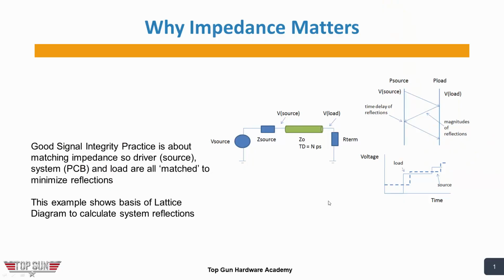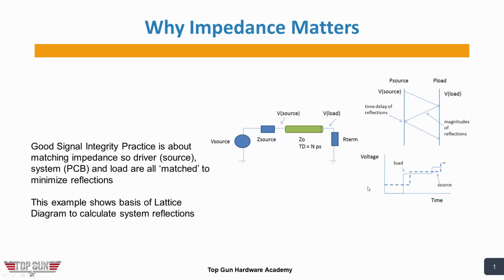So let's first start off with why impedance matters. Good signal integrity practice is all about impedance matching. If you look at this diagram here, you're going to see the source, your system, and your load. What you want is to have everything with a matched impedance. So you want the output impedance of your driver to match the impedance of your transmission line, and that should match the impedance of your termination. For example, if everything was 50 ohms here, and you had a 50 ohm driver with a 50 ohm trace into a 50 ohm termination, you would have no signal reflections, and you have really good signal margin at the input of your receiver.